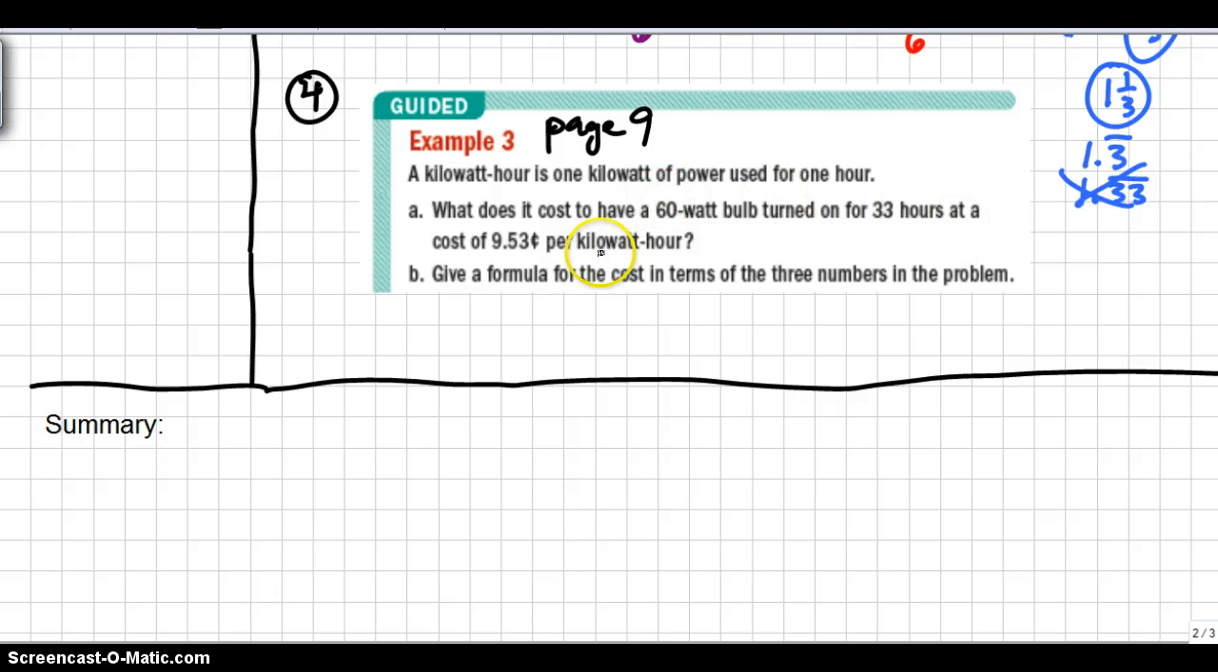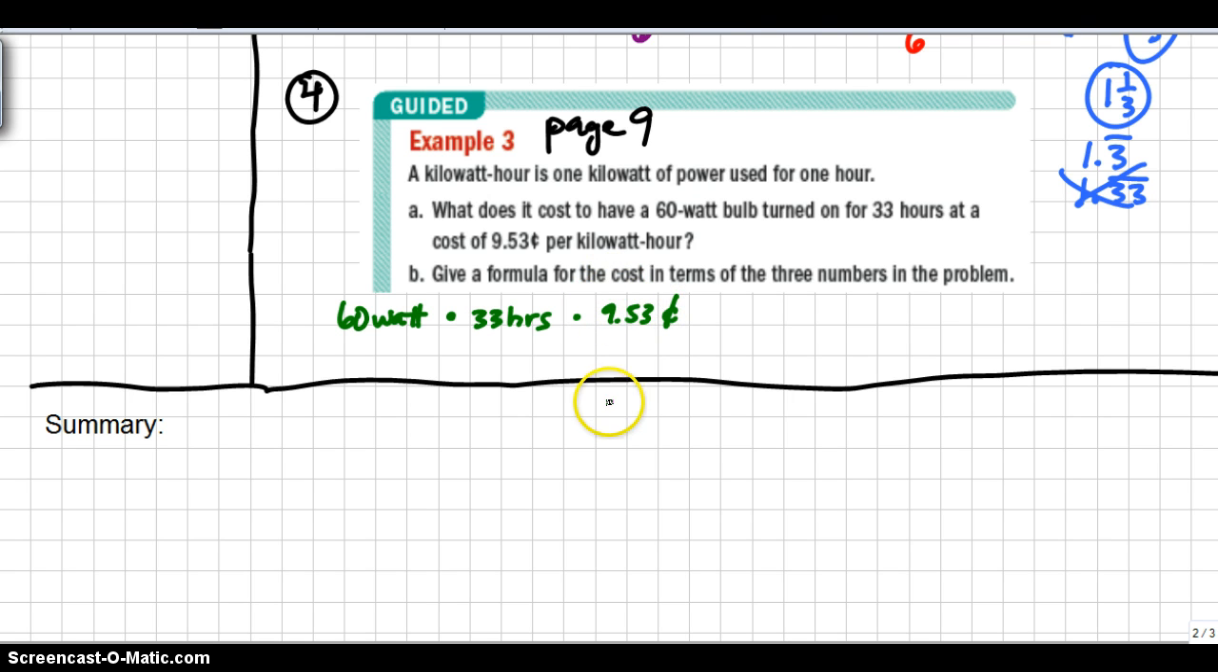So we're going to lay out all the different amounts and we're going to do a conversion at the end. So a 60-watt bulb is turned on for 33 hours. So we would simply multiply those together to find out how many kilowatt hours that would be. We do have a problem right away because this is not in kilowatts, but we'll deal with that later. We also need to multiply by the cost, which is 9.53 cents.